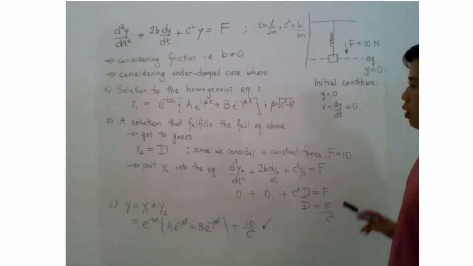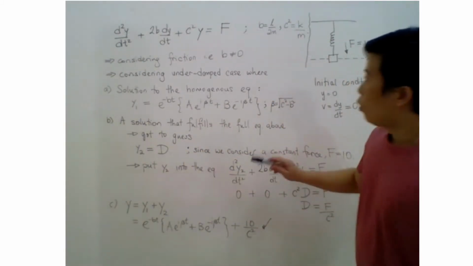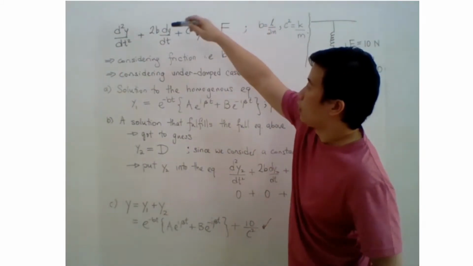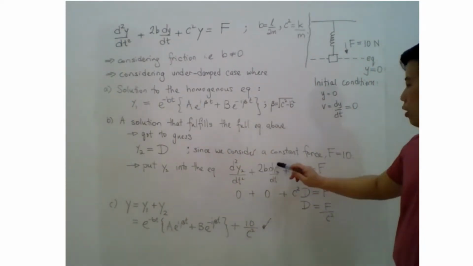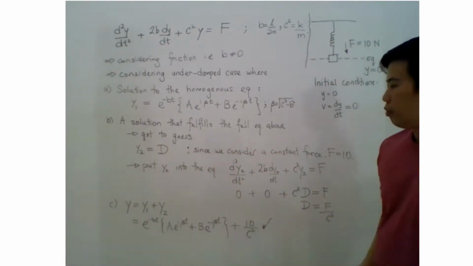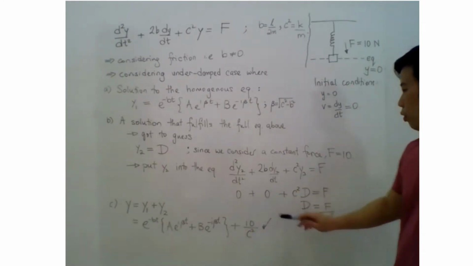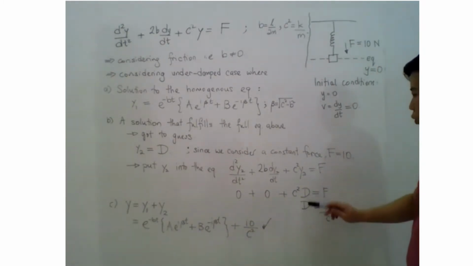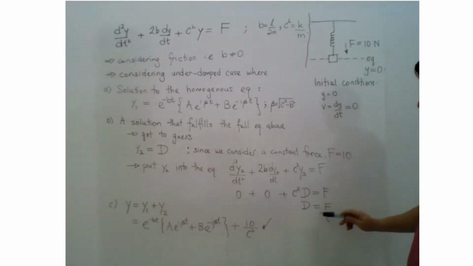And then what we do is we will use this same equation, y2 equals d, and we will put it back into this equation over here, this whole thing here. So you are going to put y2 equals d over here. But we know that this is constant, and therefore the derivative with respect to time is going to be equal to 0. So here you have 0, 0, c squared y2, you have d equals F, right? In this case your F is equal to 10, and from there you will determine what your coefficient d is, right?